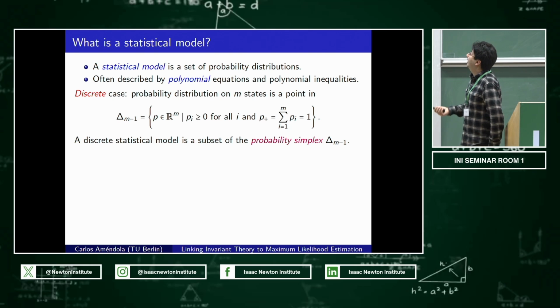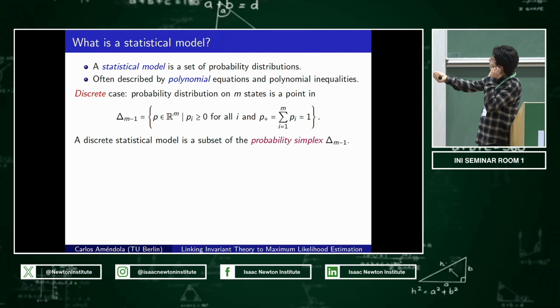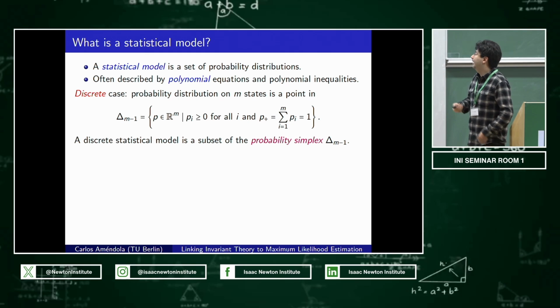In the discrete case, how can we talk about such a model? In the discrete case, you have only finitely many states, let's say m. Then to completely determine a probability distribution on these m states, the only thing that you need is to specify the probability that each state happens. This can be coded in a vector p with all non-negative entries that sum up to 1. So this is a subset of the probability simplex, the m minus 1 dimensional probability simplex. A discrete statistical model for us is going to be just a subset here, and ideally, this subset can be described by polynomial equalities and inequalities.